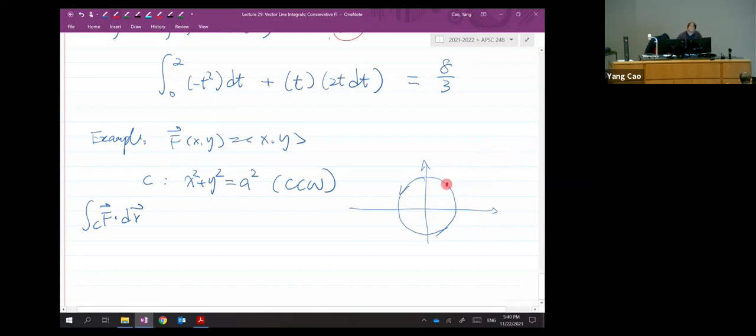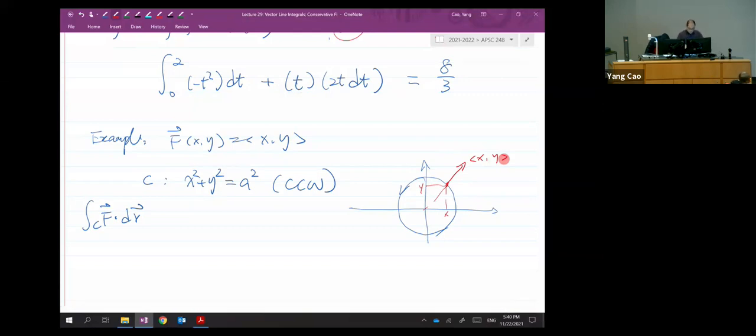So let's say I pick a point on the curve C. Then this point has coordinates (x, y), and the vector field is (x, y). So basically your vector at this location in the vector field is a vector from here to here. So that's (x, y). It's essentially a radial vector attached to that location.